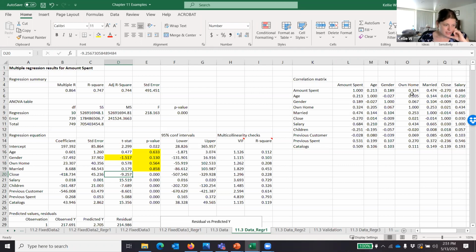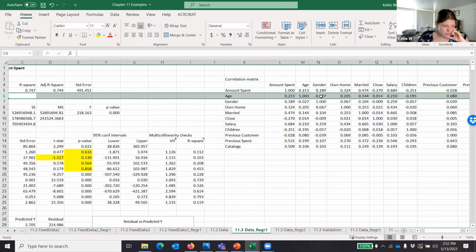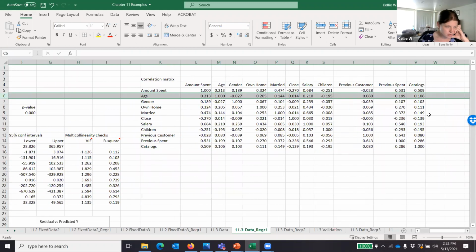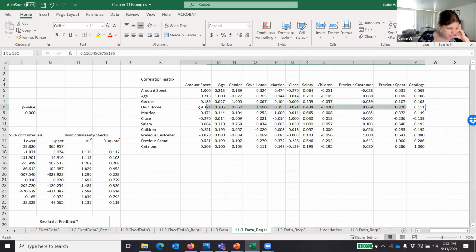You could also look and see if any of these are correlated with each other. So age doesn't have any strong correlations. Let's look at gender. I'm looking for high values. If anyone spots a high value, let me know. We're ignoring amount spent, that's what we're trying to predict.